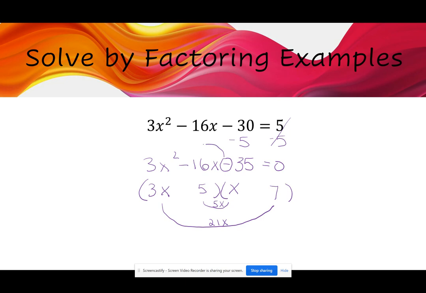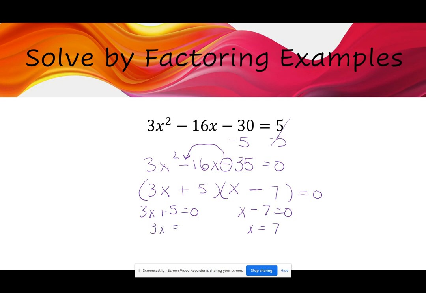This means they're opposite signs, so we look back, our bigger product out of the 5x and 21x gets the negative sign. So we put it there, so that means our 7 is negative. So we get 3x plus 5 times x minus 7 equals 0. 3x plus 5 equals 0, x minus 7 equals 0, x equals 7, x equals negative 5 over 3. So we get negative 5 over 3, 7.